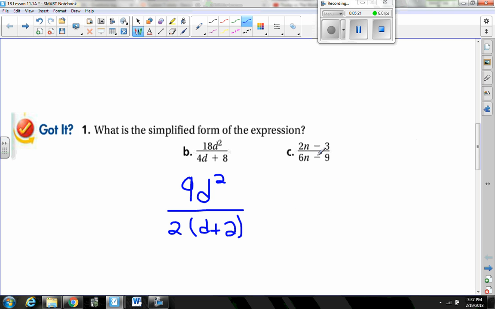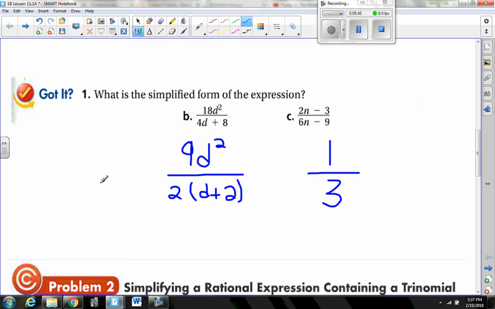And in letter C, when we factor out the 3 on the bottom, we end up with 3 parentheses 2n minus 3. The 2n minus 3's can cancel out, and we end up with 1 over 3 as our final answer. Okay, so we factor and then we cancel as much as we can. Here, of course, we cannot cancel anything because this d is attached with the plus 2. Otherwise, we could cancel the d squared and the d and make just 1 on the top. But because of the plus 2, we can't do that. All right?